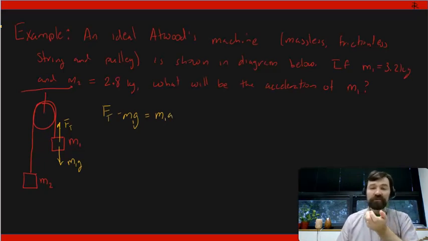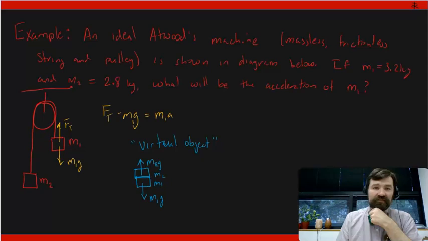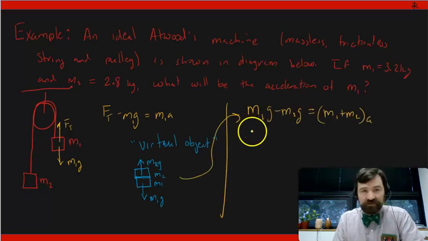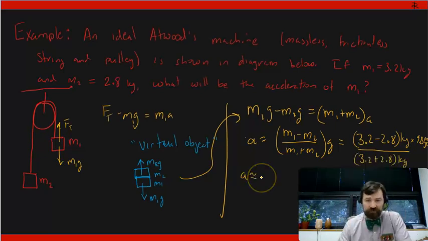We could go to object 2 and set up a similar equation. The two accelerate together though, so instead of doing that, we can set up our virtual object. Our virtual object is like both objects put together, with the total mass being m1 plus m2, and the total forces being m2g upward and m1g downward. Our Newton's second law now looks like solving for the acceleration, we get the total mass. So now we plug in the numbers, and this gives us an acceleration of 0.65 meters per second squared.